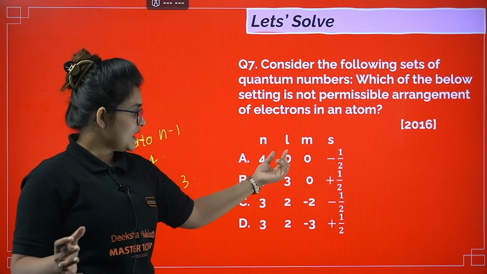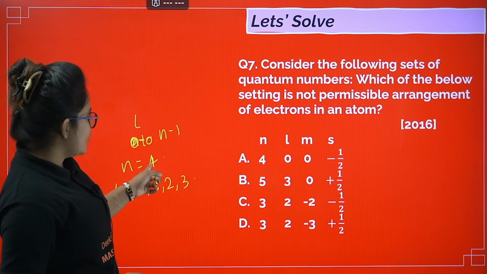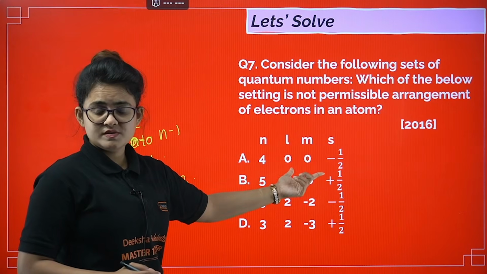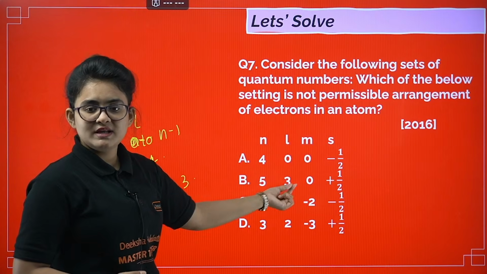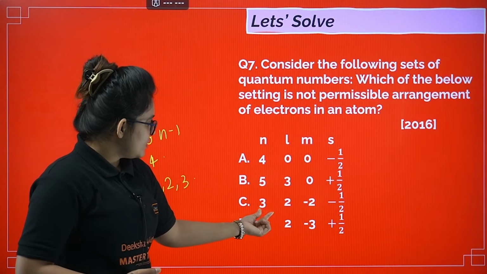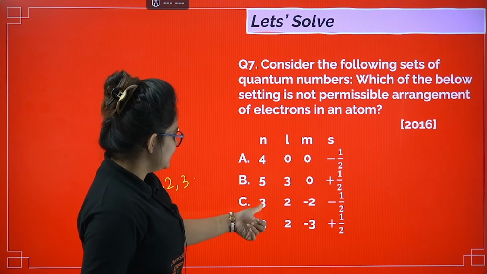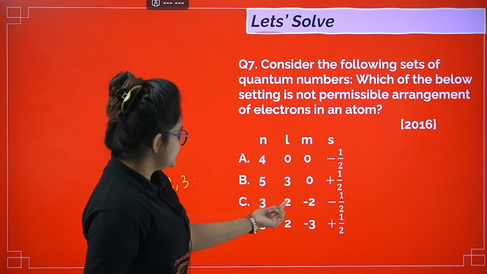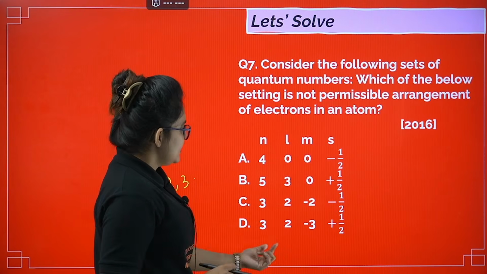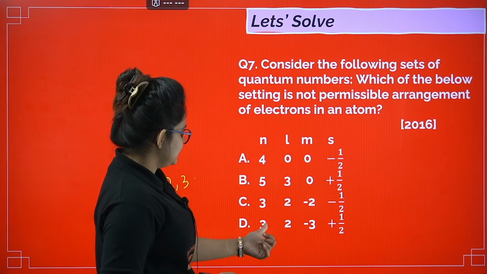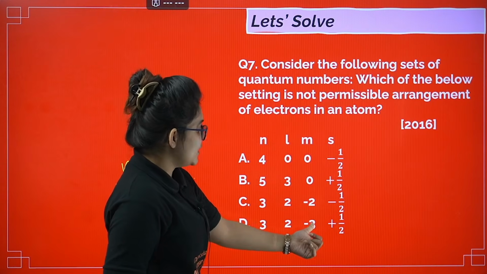If L is correct, M is also correct. M ranges from minus L to plus L, so for 4 it is minus 4 to plus 4, and 0 lies within it. For 5, 3 is possible and 0 is also okay. For option C, N is 3, N minus 1 is 2, which is possible, and minus 2 to plus 2 includes minus 2.